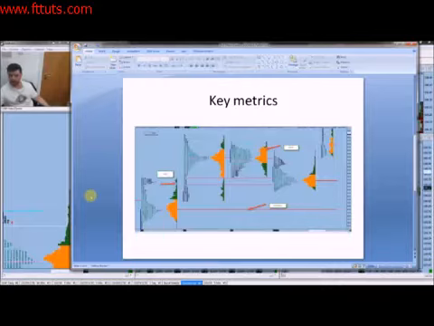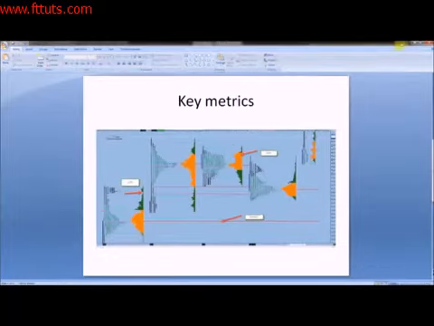So these are part of our key metrics. I'm just going to widen it up a bit, so I'll drop off the screen so that you guys can see it.